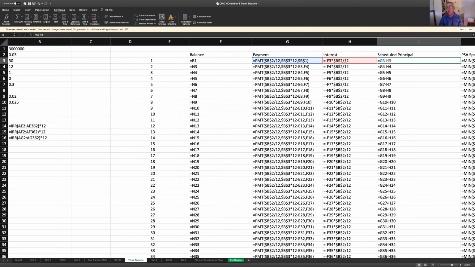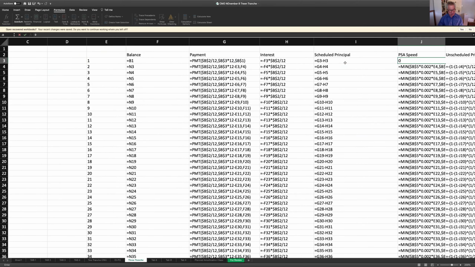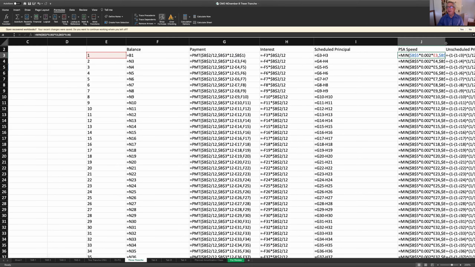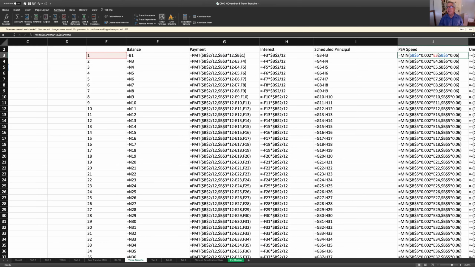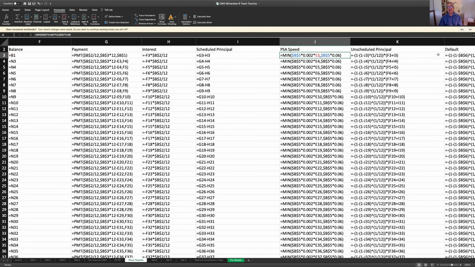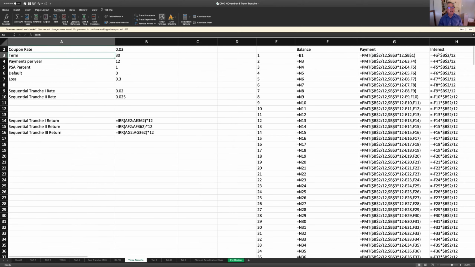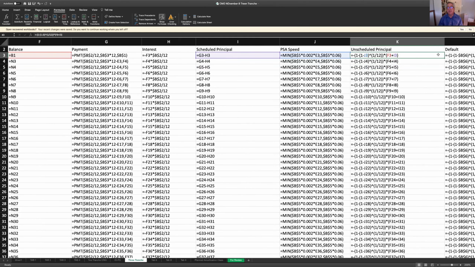Our scheduled principal at each period is going to be the difference between that total payment and the interest payment that we make. And then our prepayment is going to be based on a PSA speed, and our PSA speed is based on, in this case, an assumption of 100% multiplied by 0.2% times the month we're in until we get to month 30, in which case it just flattens at 6%. And the idea here is sort of the baseline prepayment rate is 6% per year.